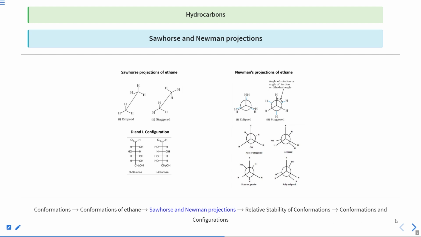So this is very important. These two projections are very, very important from your exam point of view. Questions are asked from the projection part only, and it will help you to draw the mechanisms also in later classes when you study more about organic chemistry. Then you will find an application of these projections.